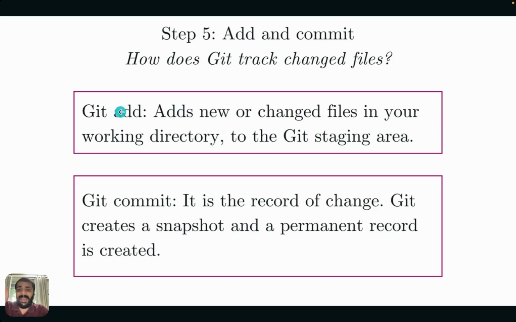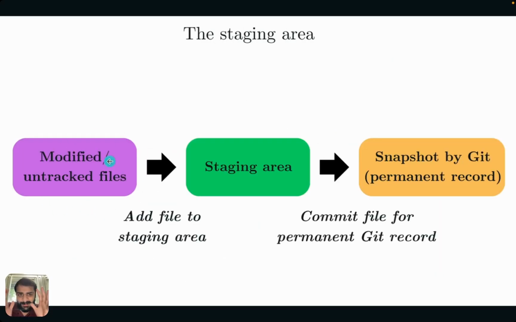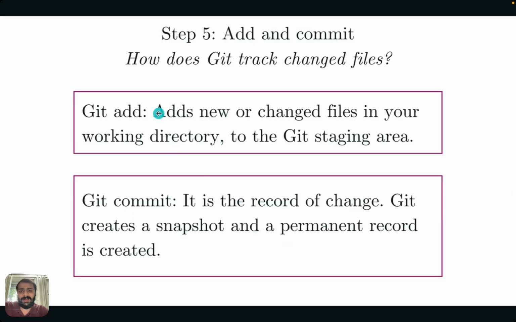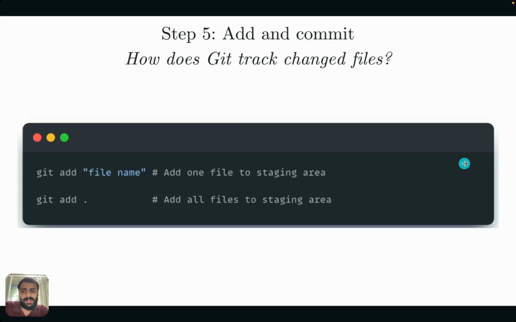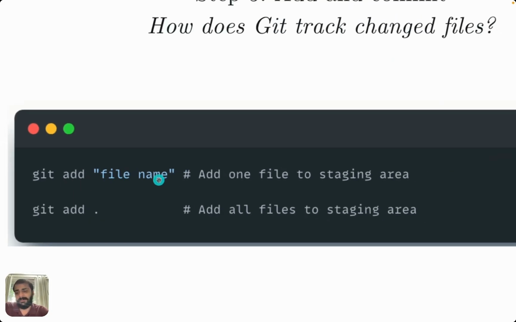The first is git add. What this command does is that it adds new or changed files in your working directory to the Git staging area. It has all been documented here in this diagram. So if you have new files, which are untracked files, or even changed files, the git add command adds them to the Git staging area. And the command here is git add, and we have to specify the file name.